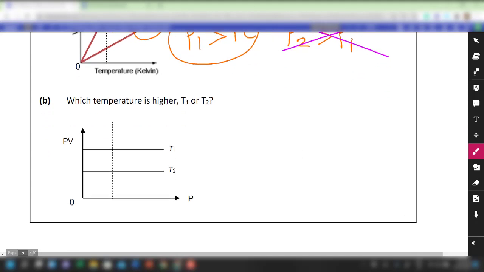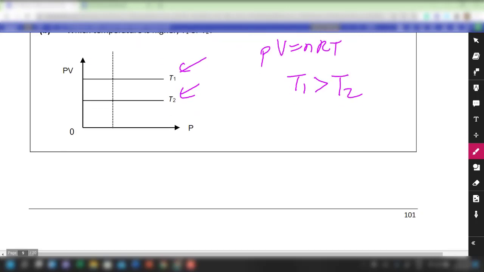Then with the same logic, which temperature is higher, T1 or T2? Again, PV = nRT. So PV is a constant, but a constant can also take on larger values depending on T. So if the T1 line is always above the T2 line, then T1 must be of a greater thermodynamic temperature as compared to T2. So that is always found above. Therefore T1 is of a higher temperature.